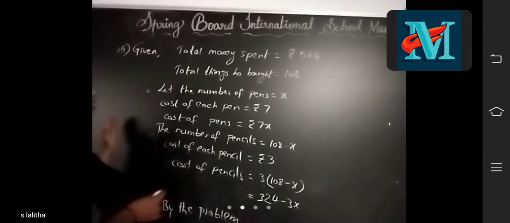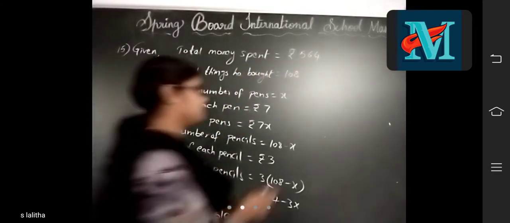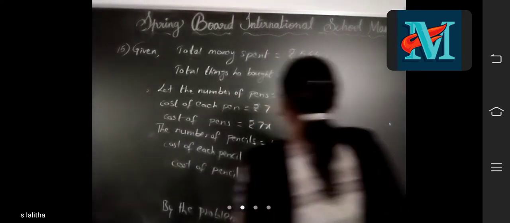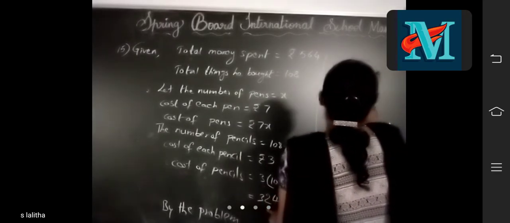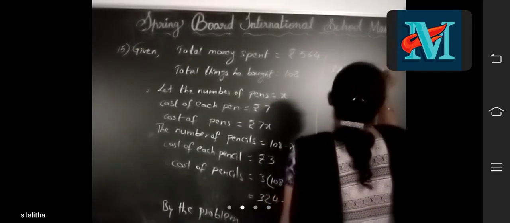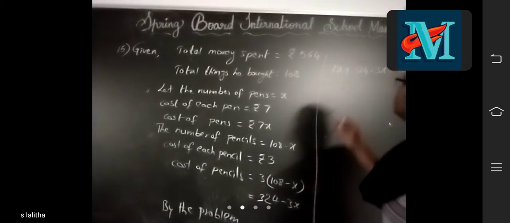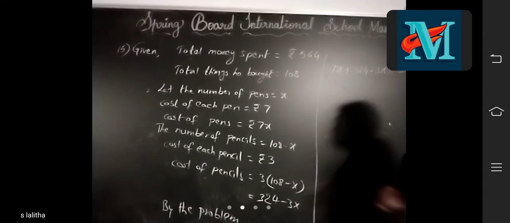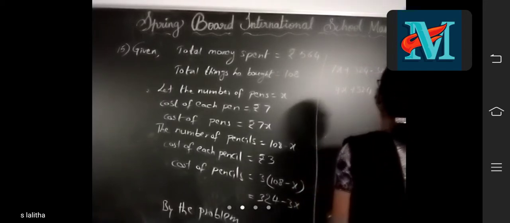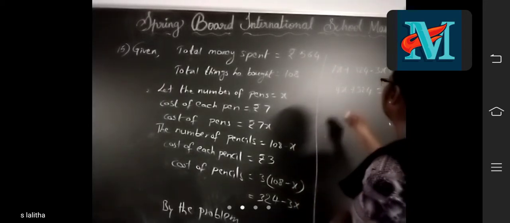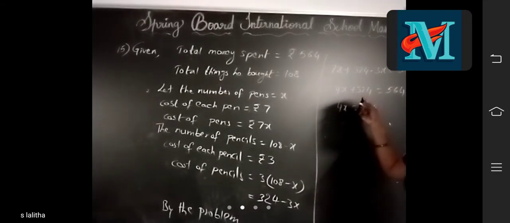Now the cost of pens plus the cost of pencils is equal to how much? 564 rupees. So you have to add all. The cost of pens is 7X plus the cost of pencils 324 minus 3X is equal to 564. Now 7X minus 3X is 4X, plus 324 equals 564. So 4X is equal to 564, and here plus 324 is there.